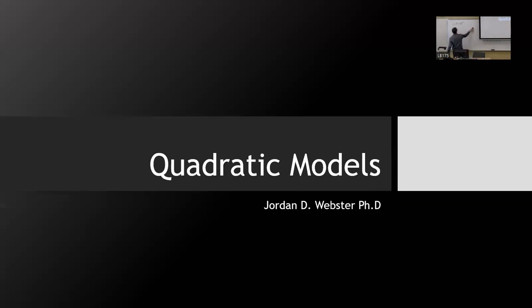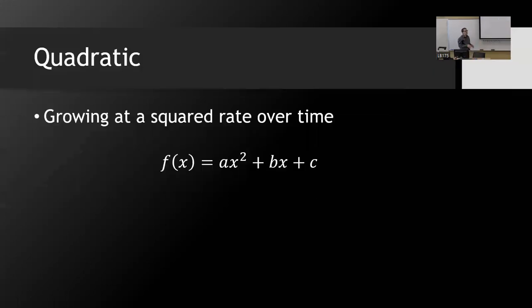All right, so let's take a look at some quadratic models. We'll go through these pretty quick. We'll have a couple of examples probably. Remember, quadratic is this relationship between y and x, where our x is growing at a squared rate over time. If we have a decay, we just use a negative.